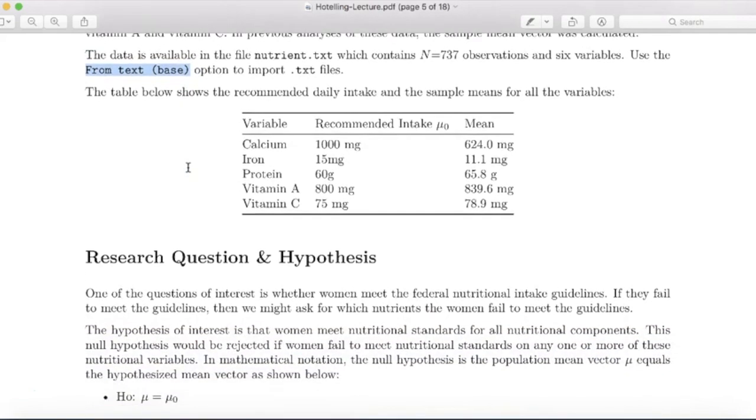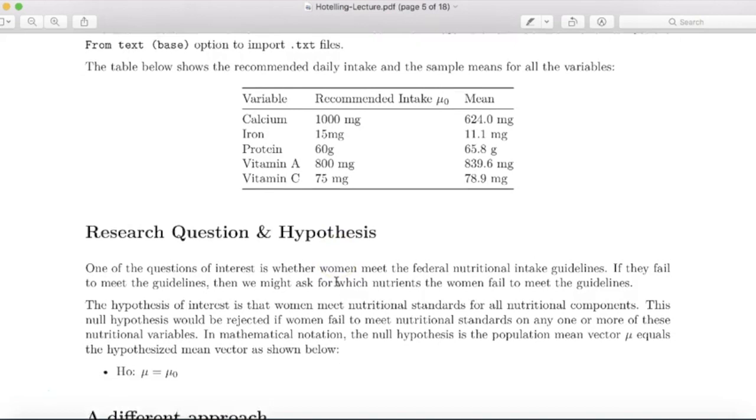So essentially we're doing a single sample. This is the recommended population value that the USDA wants, and we're going to compare it to our sample, and they look different, but we want to see if they're statistically different. The research question is: are the women in our sample meeting the federal nutritional guidelines? And if they are failing, we want to know in which one they're failing.